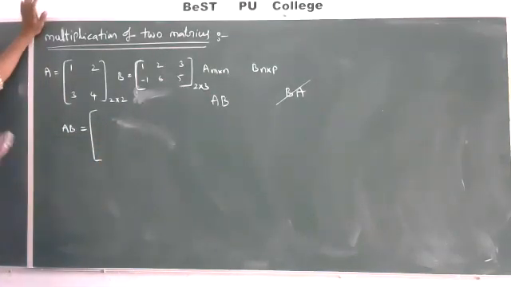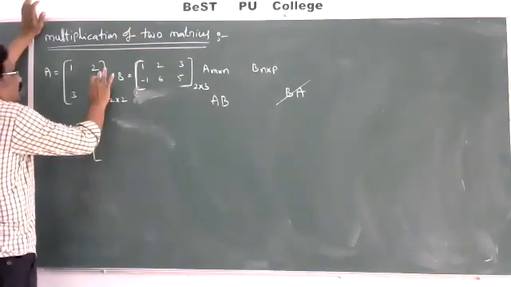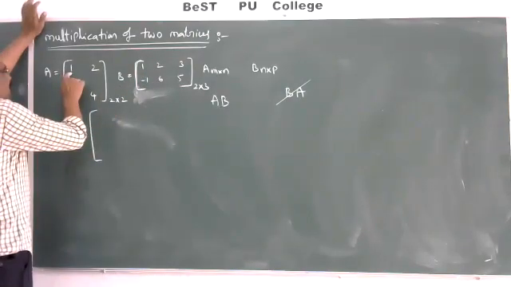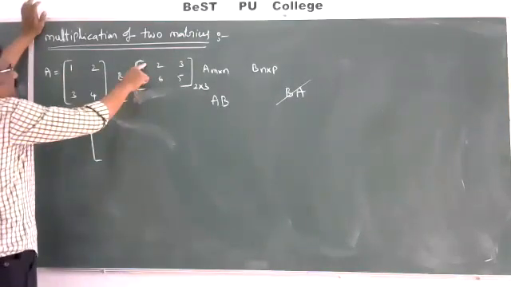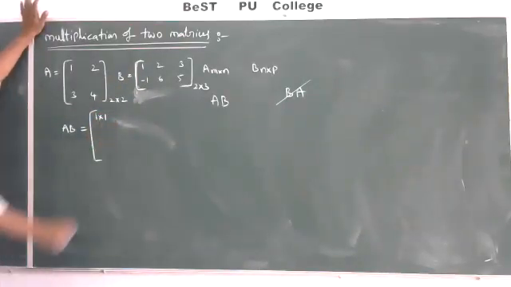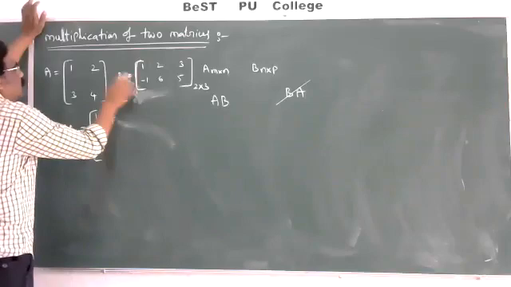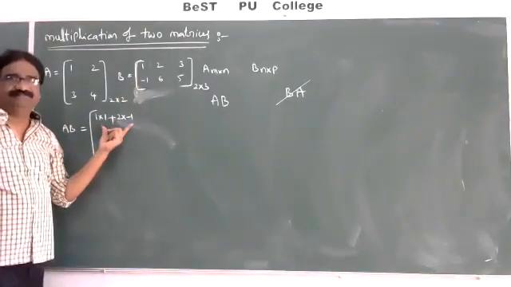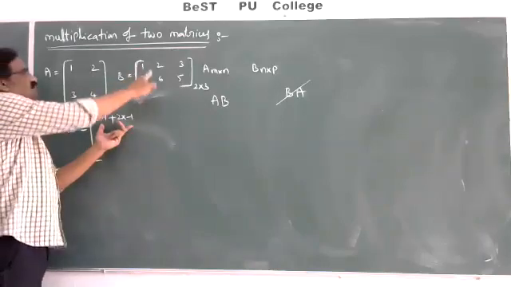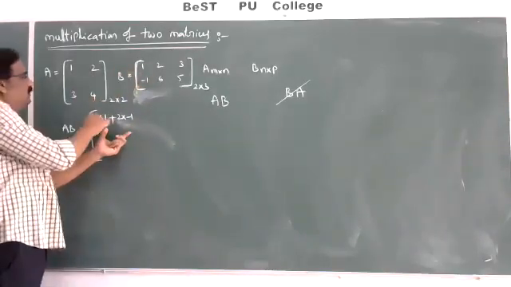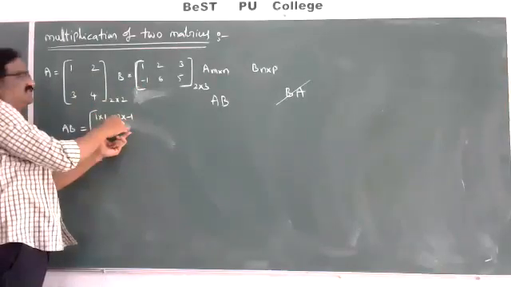This process is very, very important. Observe this process. Take the first row and first column. In the first row, first element, and in the first column, first element: 1 into 1 plus 2 into minus 1. That is the first element, first row, first column.